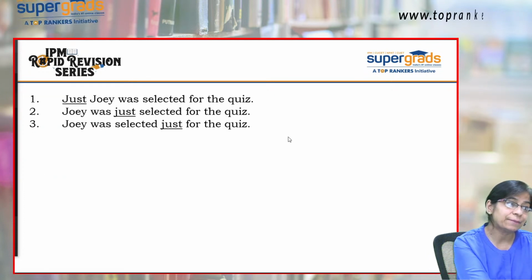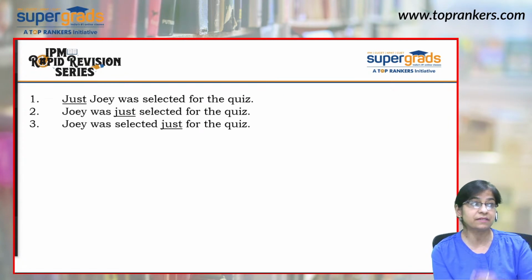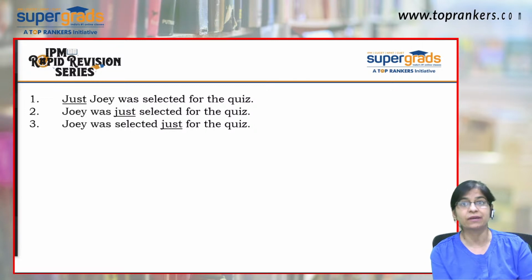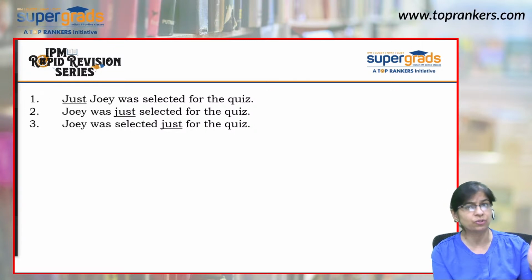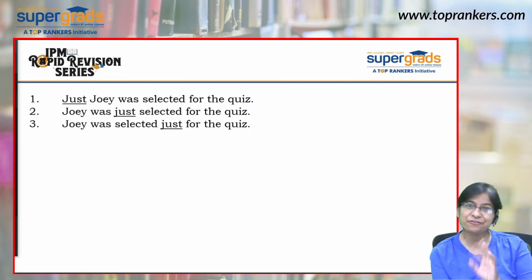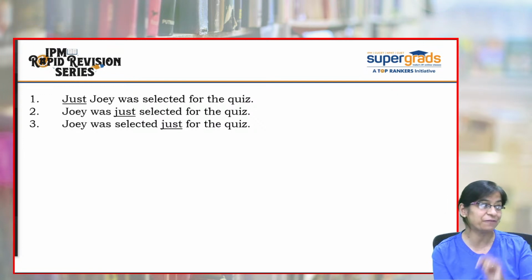Now, let's see. There are some examples here on your screen. This one says, just Joey was selected for the quiz. Look at the way I've placed just in the first example. This says just Joey was selected for the quiz. Now the second one says Joey was just selected for the quiz. And the third one says Joey was selected just for the quiz. Can you figure out the difference in the three sentences based on the way I've placed just in the sentence? Would any of you like to try?